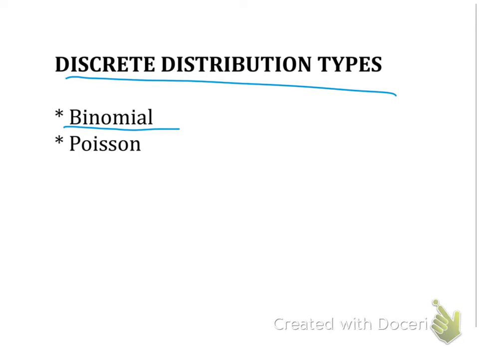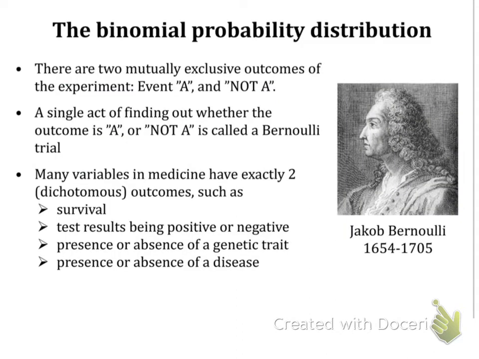The second type is the Poisson, and we'll come to all of them in detail. So in this video, we'll focus on the binomial probability distribution. And for binomial probability distribution, Jacob Bernoulli set one trial called Bernoulli trial, which we're going to explain here.